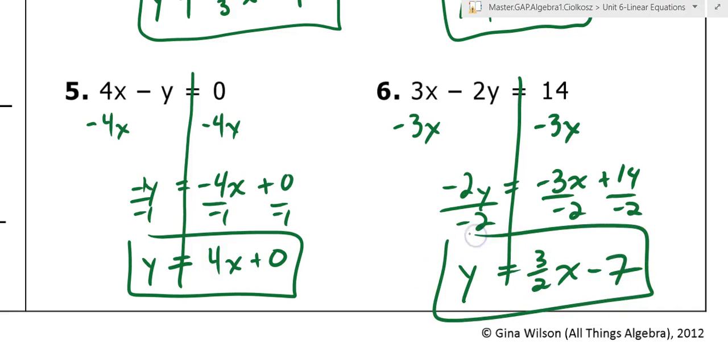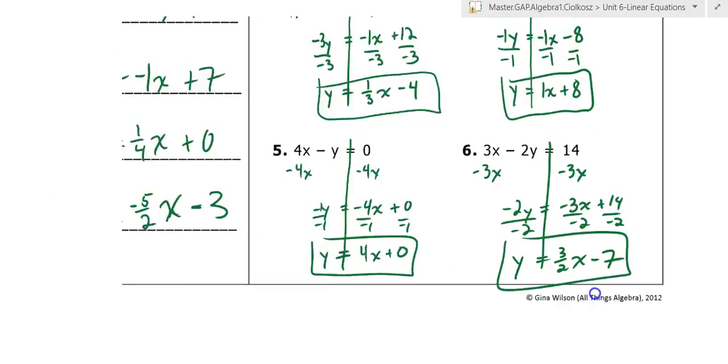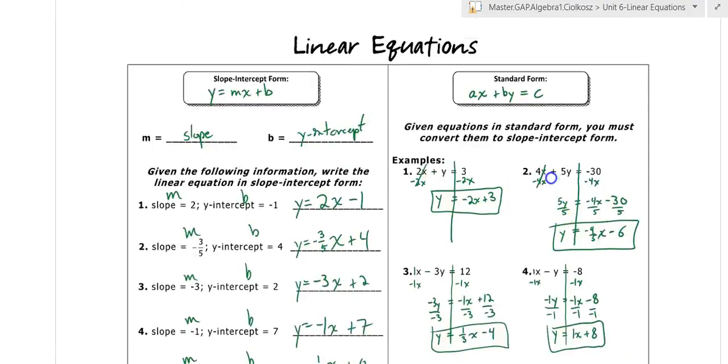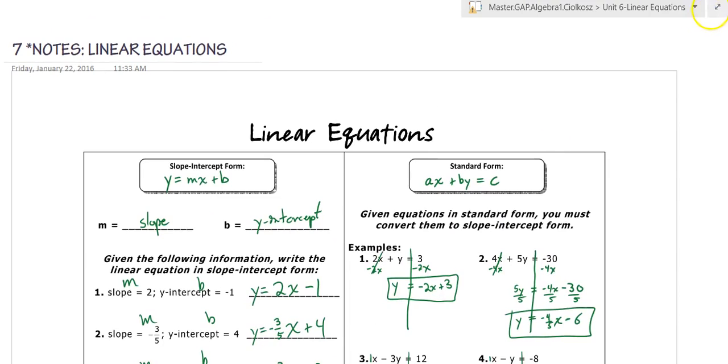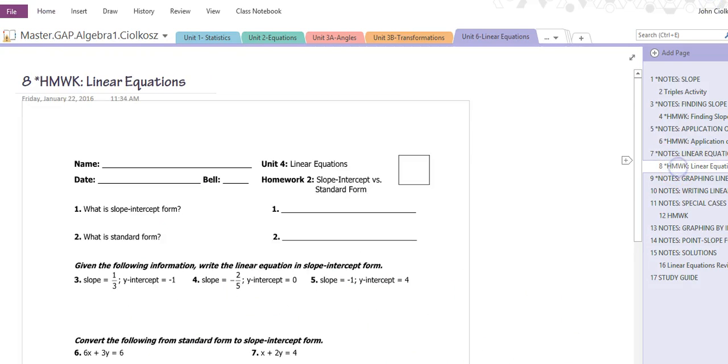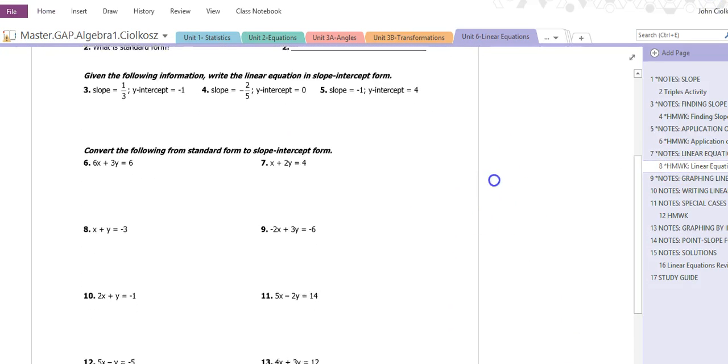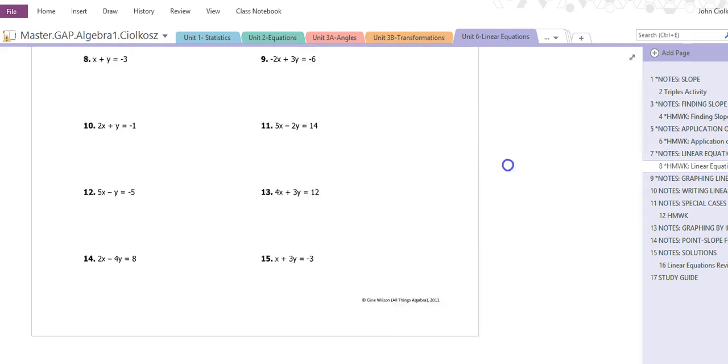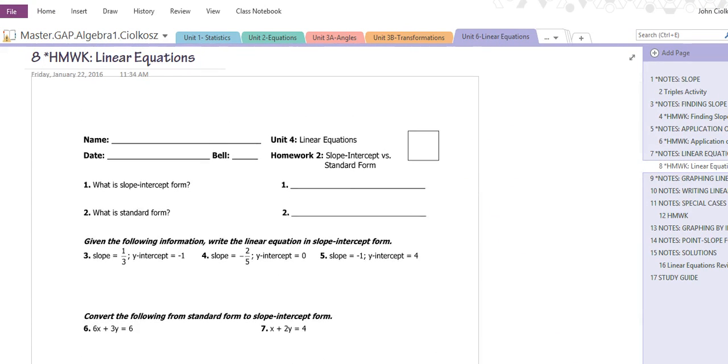There we go. So, once you've worked through these notes, you should have a pretty good understanding of the difference in the forms. What I want you to do is go on to 8. Here, you'll be completing all of these problems. Once you've done that, we're going to move on to 9 for some more notes.